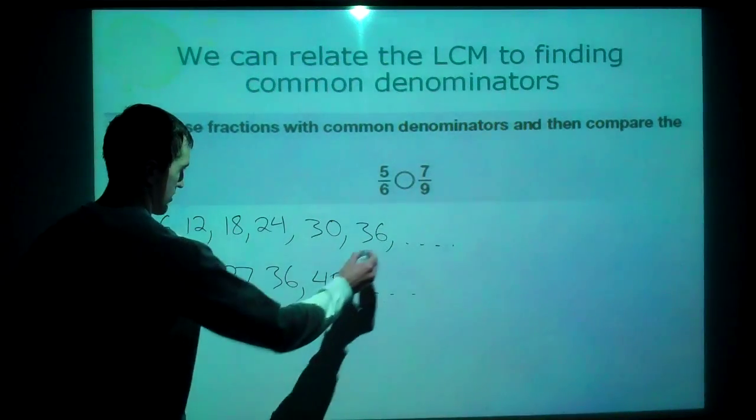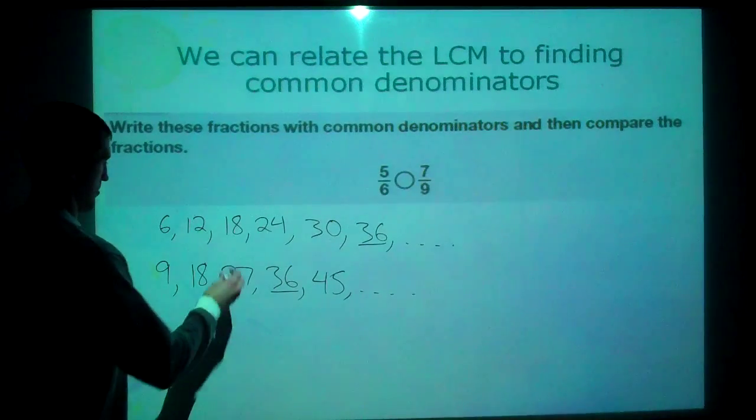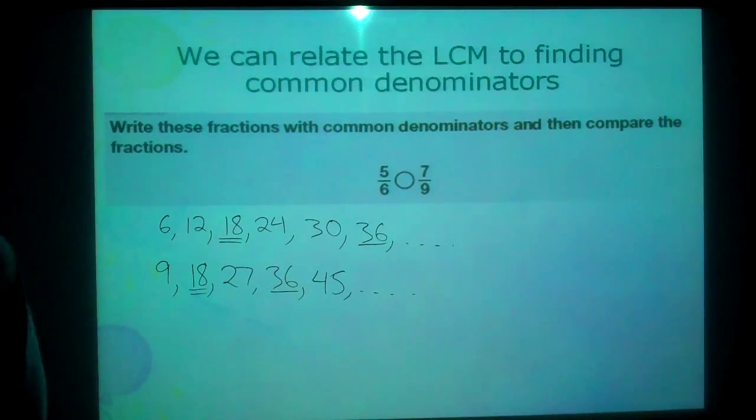We've got 36 and 36. We could use that for our common denominator. Looks like they have 18 and 18 in common. Now 18 would be the least common multiple that they have in common, so let's go with that.